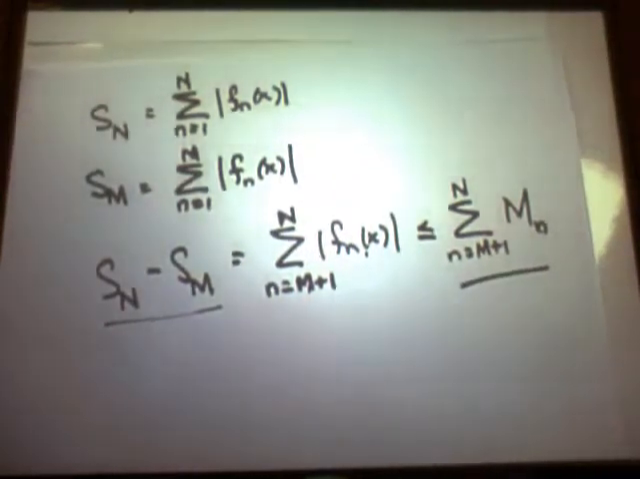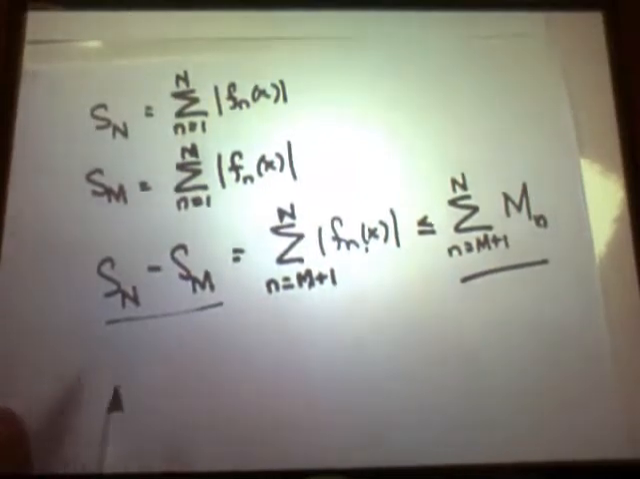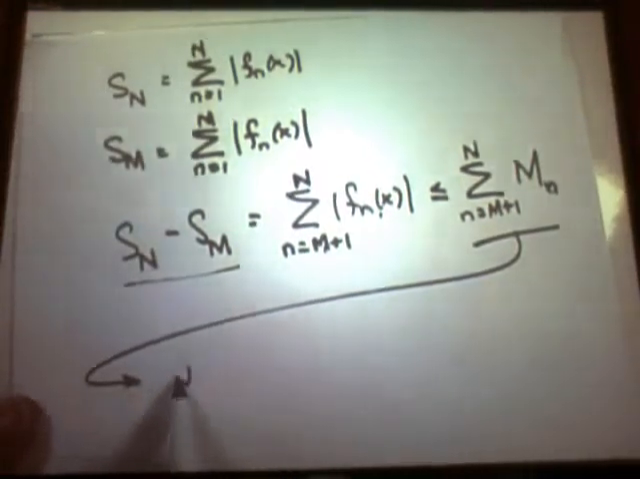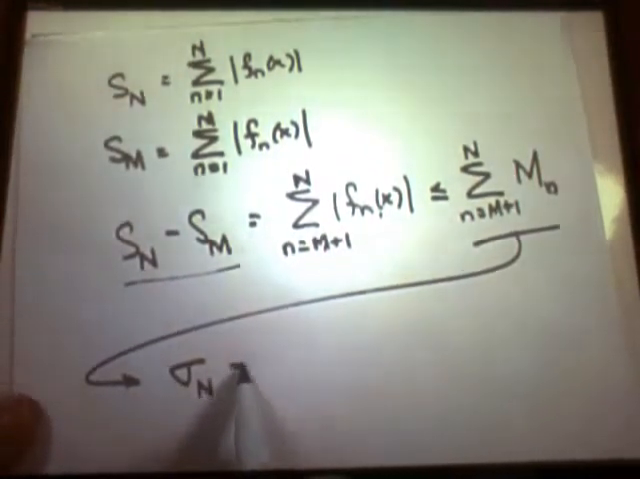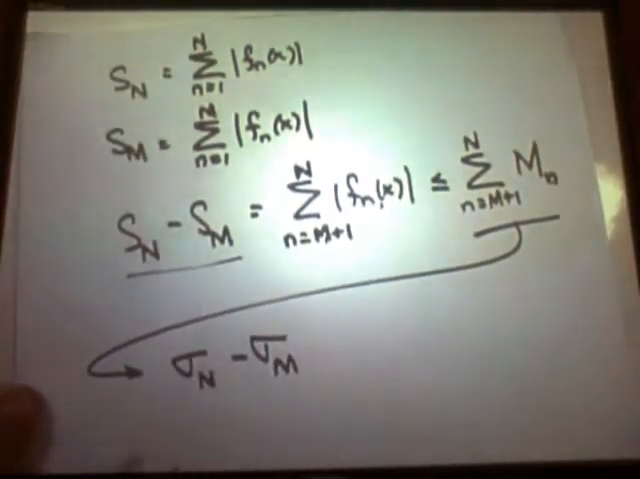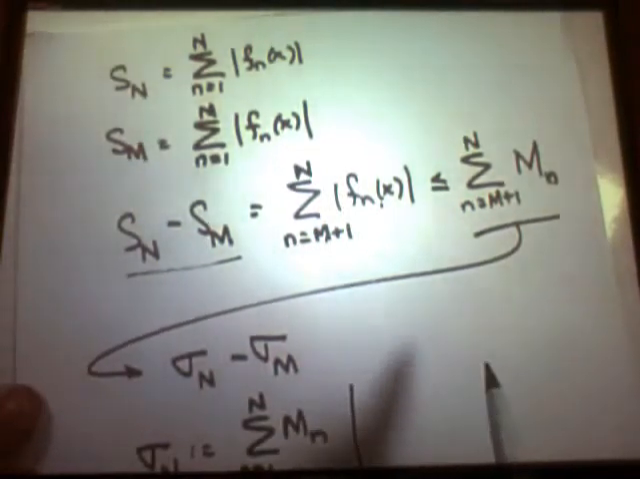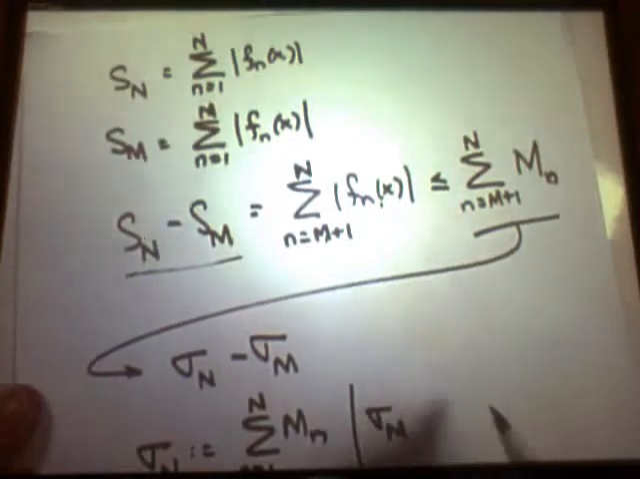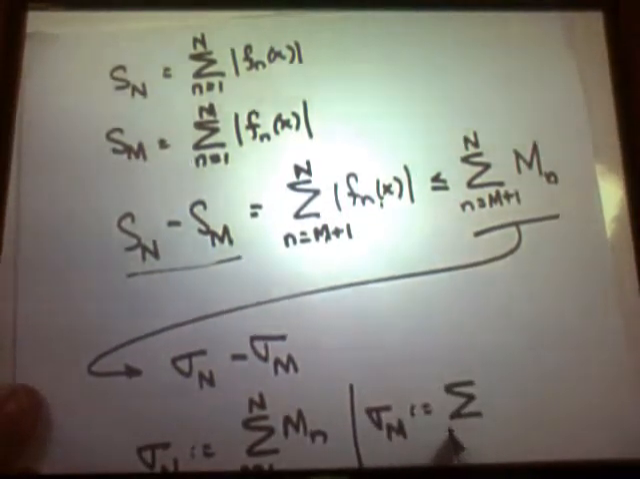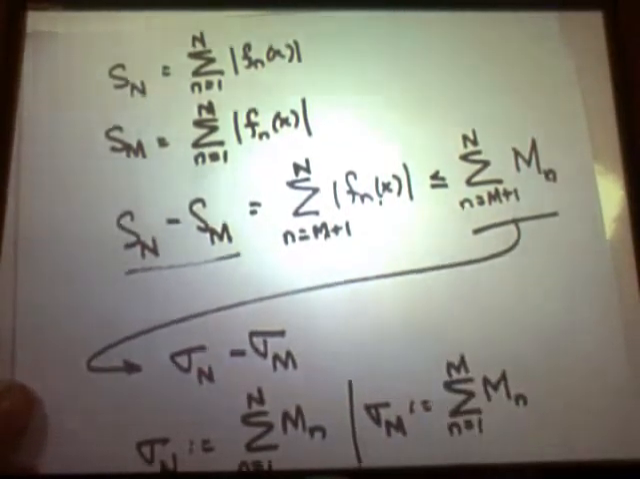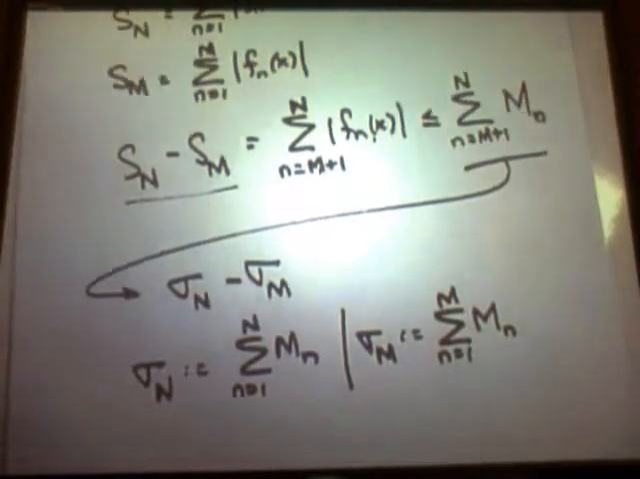But what's this? This thing is the sum, what shall we call it? Sigma sub capital N minus sigma sub capital M, where sigma sub N is the sum from n equals 1 to capital N of the M_n's. Right? So those are the definitions of sigma.